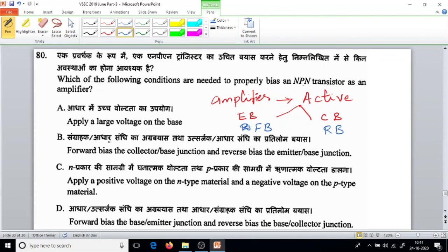So we will see the options. Option A, apply a large voltage on the base. No. Option B, forward bias the collector base junction and reverse bias the emitter base junction. Now apply a positive voltage on the n-type material and a negative voltage on the p-type material. Now forward bias the emitter base junction and reverse bias the collector base junction, and the answer is option D. So the transistor in the active region will amplify the signal faithfully.